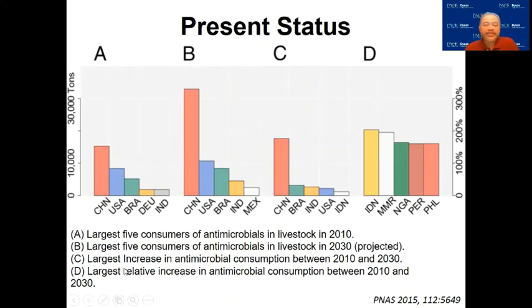And the third one here, the largest increase in antimicrobial consumption between 2010 and 2030. Again, China is number 1. So what piqued my interest here is the last set of data: the largest relative increase in antimicrobial consumption between 2010 and 2030. And you have there Indonesia, Myanmar, Nigeria, Peru, and then the Philippines.